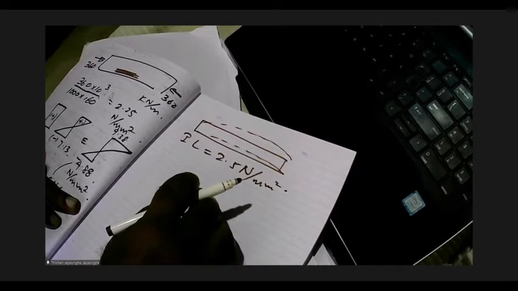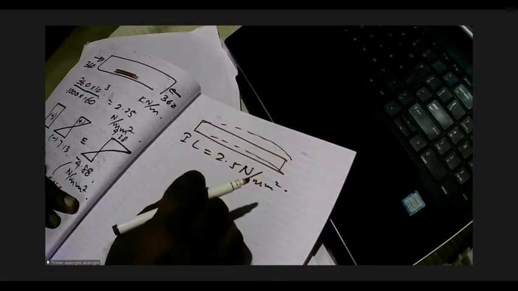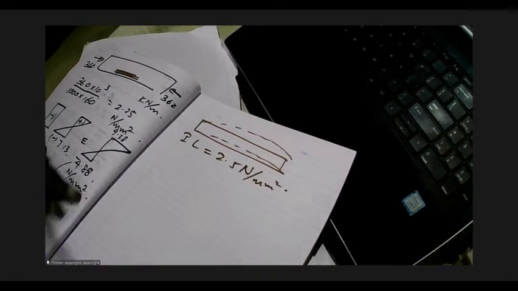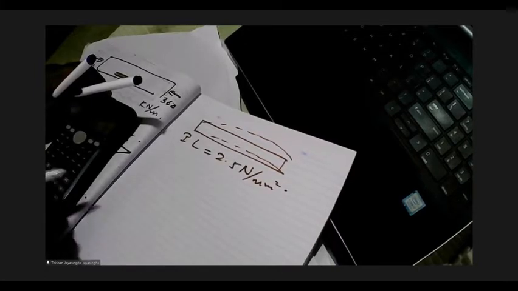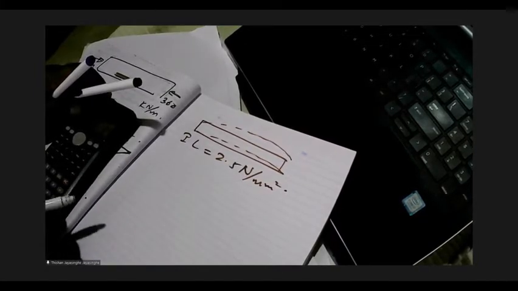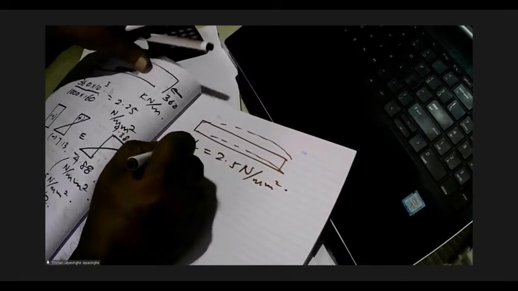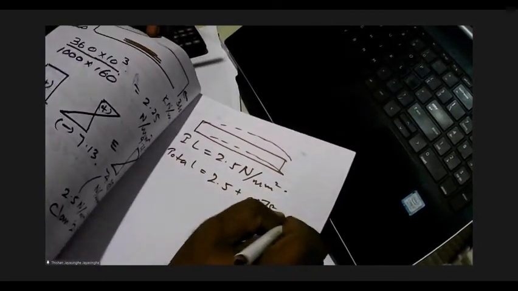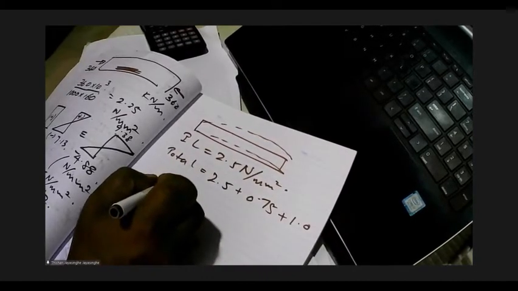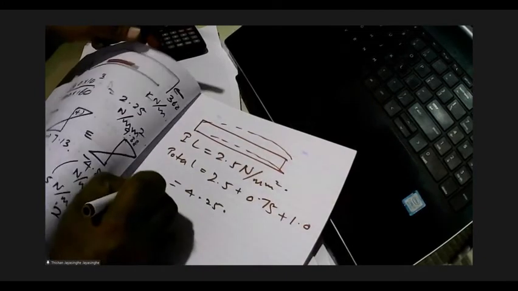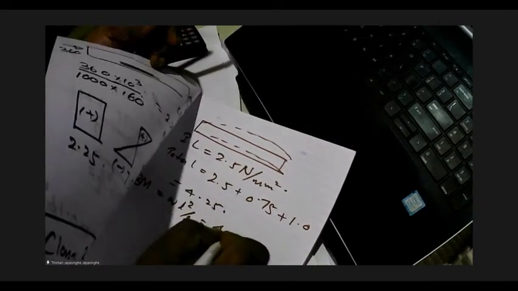What will happen? If the live load is only 2.5 kilonewtons per meter square, then what is the total? Total is 2.5 plus 0.75 plus 1.0, that is 4.25. Then what will happen to the bending moment? Bending moment is wl squared over 8, which is 4.25 into 6 squared divided by 8.